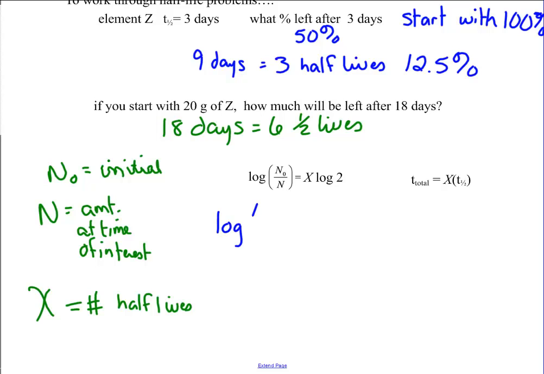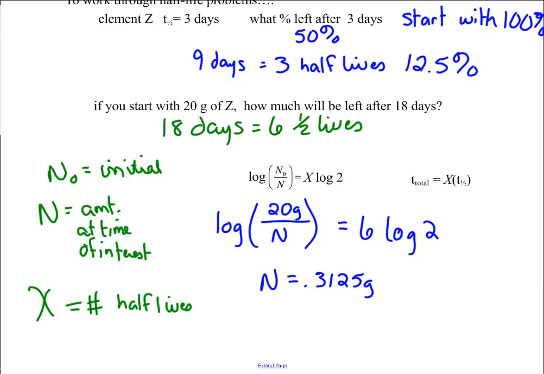So if we use this equation, we can set it up and solve as this. My initial amount is 20 grams. I'm looking for how much is left, so I'm looking for N. X is the number of half-lives. We determined just by counting that we had 6 half-lives. So when I go through the math, when I use the log button correctly on my calculator, what I end up finding is that I have 0.3125 grams left.